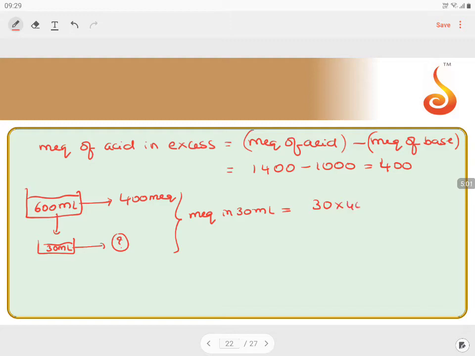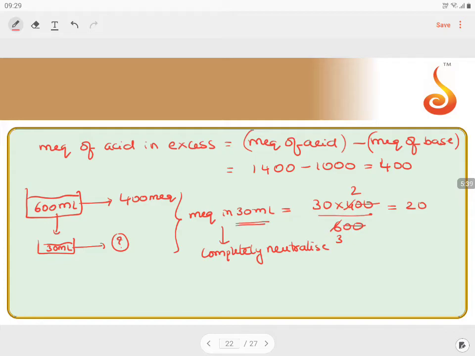So milli equivalents in 30 ml solution is equal to 30 into 400 by 600. So 3 twos, 2 twos, 2 threes, 30. This is 2 times, 3 times, 10 times, 20 milli equivalents. So the milli equivalents is 20. This is the milli equivalents of excess acid present in 30 ml, and this will completely neutralize.